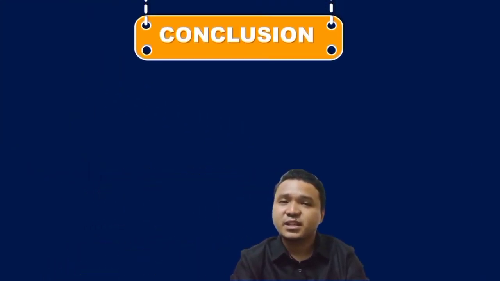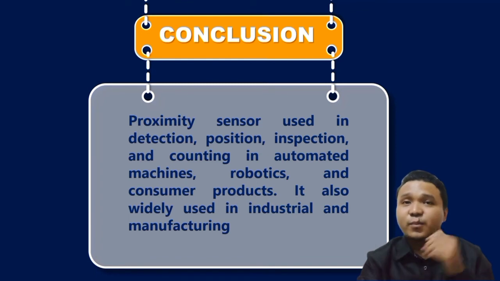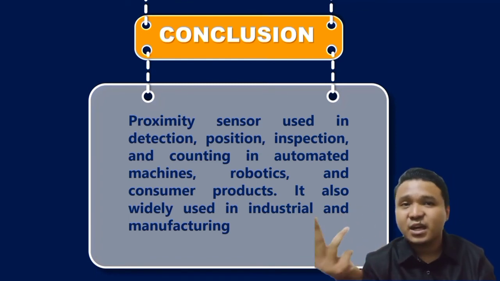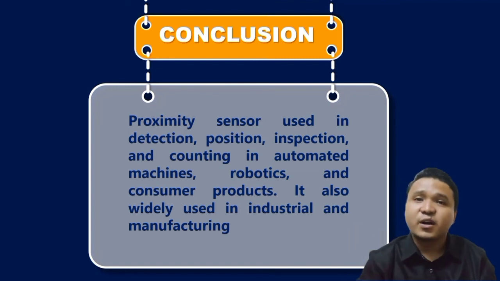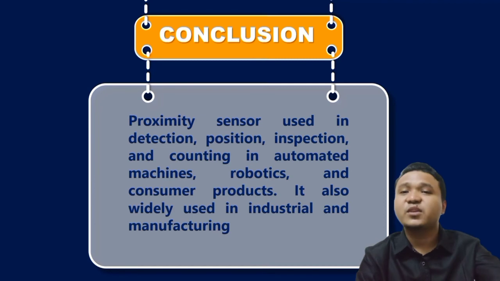Okay, next, the conclusion. For this presentation, I can conclude that the proximity sensor is used in detection, position, inspection, and counting in automatic machines, robots, and consumer products. It is also widely used in industry and manufacturing.